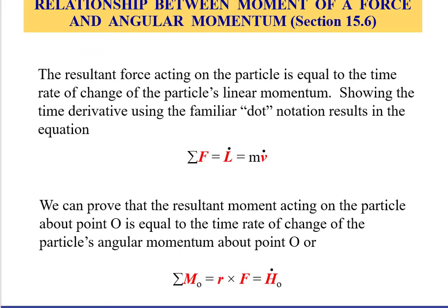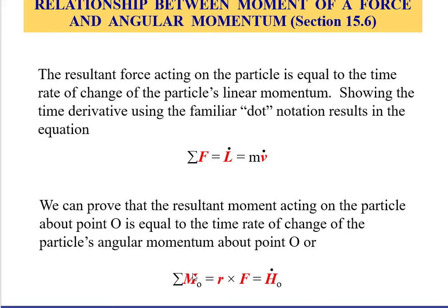So in summary, we have described that the summation of all moments about the point is equal to r cross F, where we define that F is m multiplied by dv over dt, and this altogether becomes a derivative of the angular momentum. So the derivative of angular momentum about the point O, by definition, is equal to the summation of all moments.